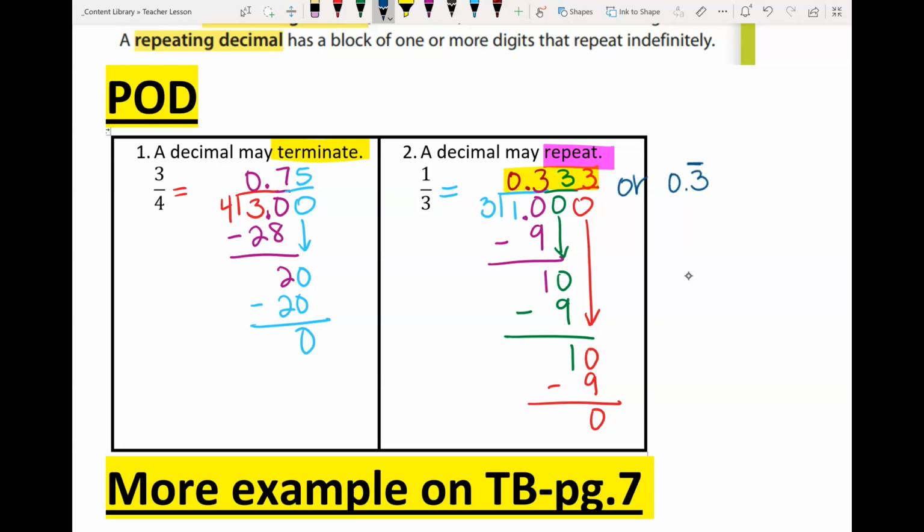This is going to be your POD for today and tomorrow. This is a quick video to help you learn how to turn fractions into decimals, which are rational numbers.